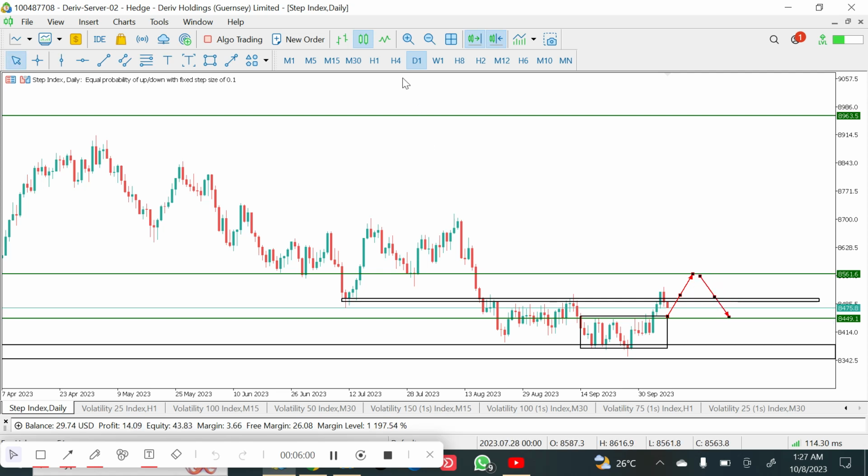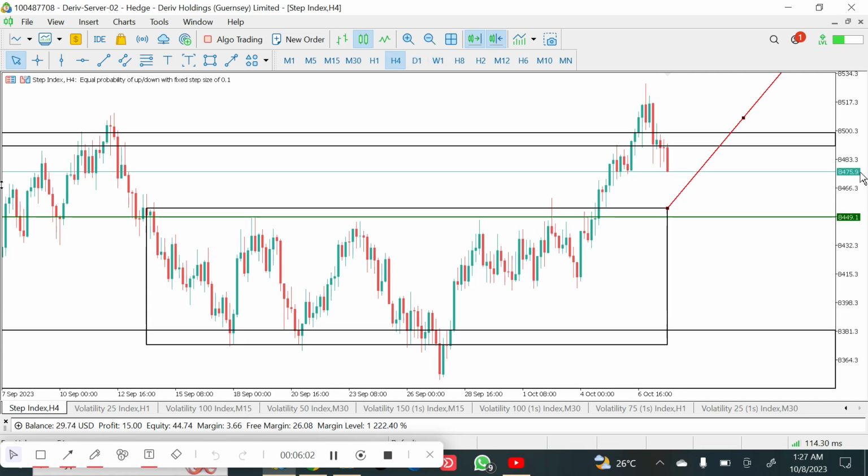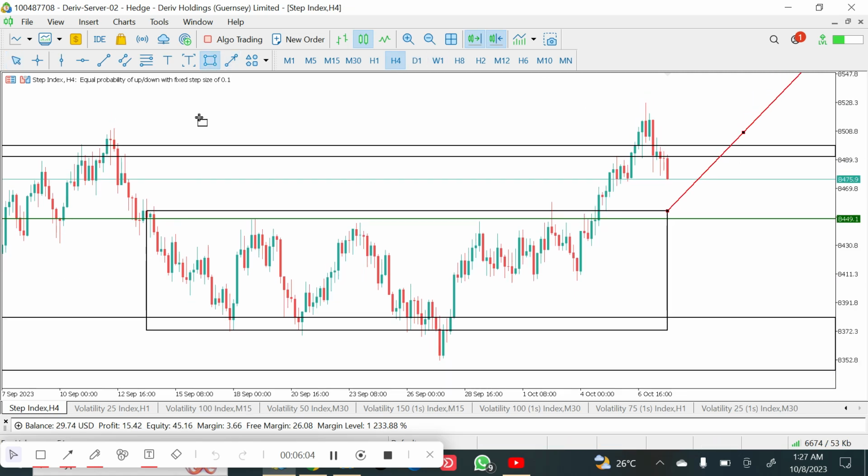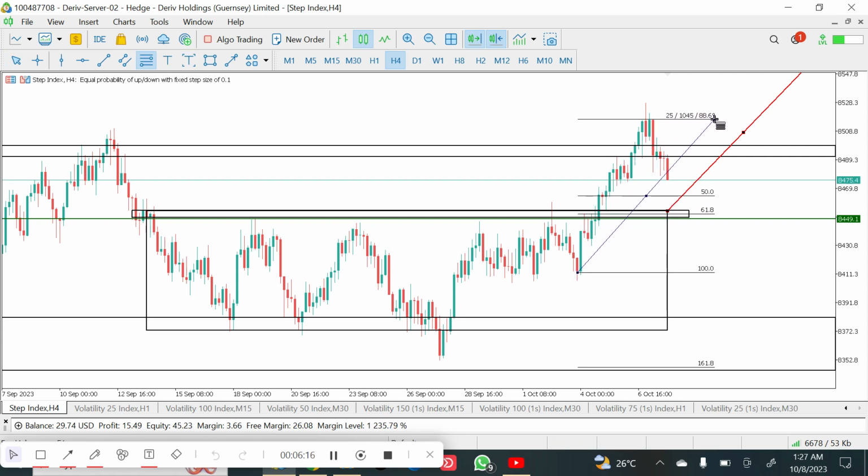So going down to our 4-hour, the zone is right at this spot where we are expecting price to retrace into. And if you want to find a confluence, we can use our Fibonacci to draw from the bottom to the top, and we can see that the area is in confluence with the 61.8 retracement level, which is the golden zone, an added confluence for us to take our buys from that zone upon confirmation.